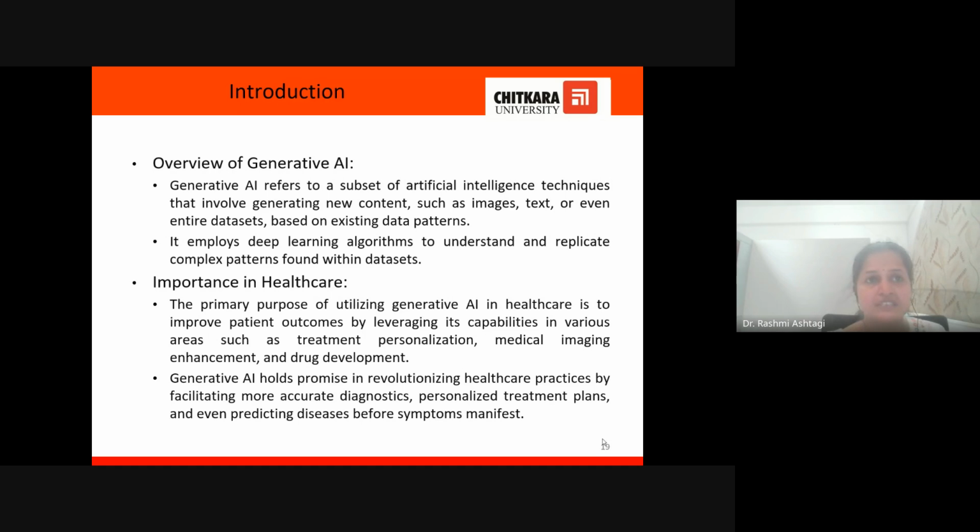Now even the kids, many of us are working. We leave our kids at home, and we need to keep a watch. So for healthcare practices, we need a lot of things. We need very accurate diagnostics, personalized treatments. We need to predict the diseases, everything.